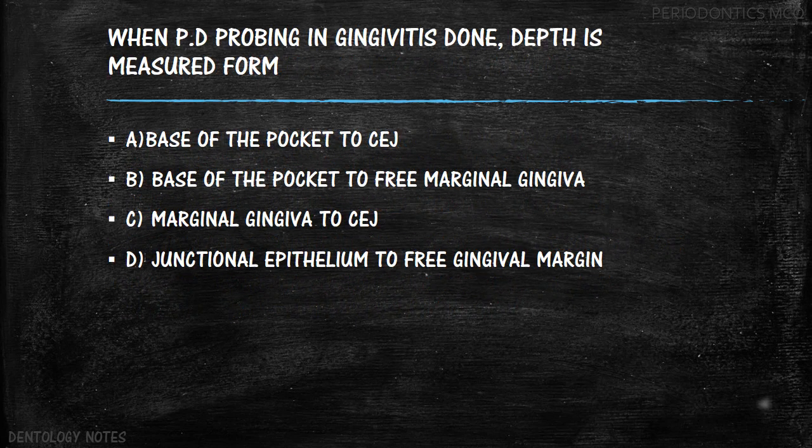When probing in gingivitis is done, depth is measured from: A. Base of the pocket to CEJ. B. Base of the pocket to free marginal gingiva. C. Marginal gingiva to CEJ. D. Junctional epithelium to free gingival margin.